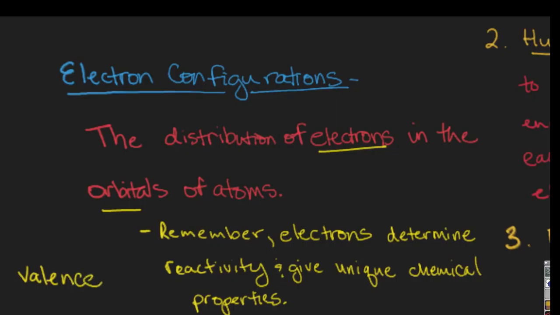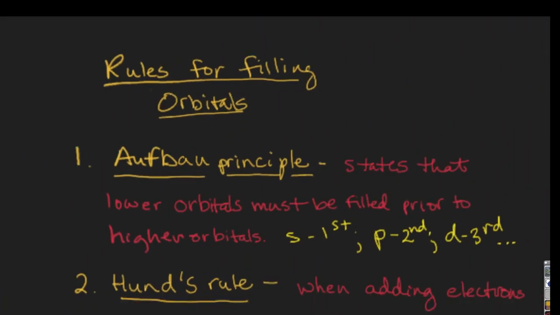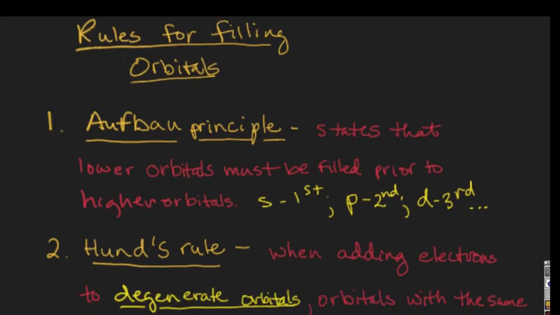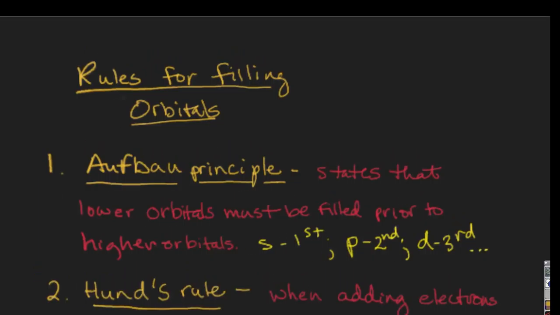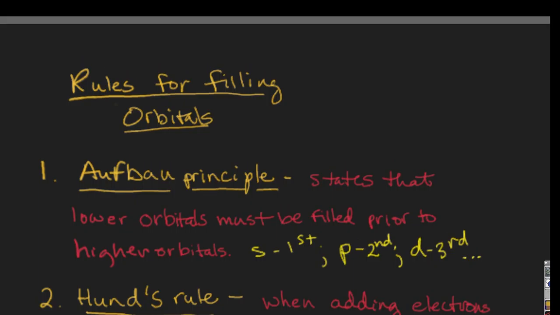So let's look at the rules for writing these electron configurations. The first principle or rule for drawing these configurations is Aufbau. Aufbau in German means to build up, and basically you're going to start with the lowest energy shell and then build your way up. So it goes S, P, D, and then so on, F. So before I can go to P, all of S must be completely full. Before I can go on to D, all of P must be completely full, so forth and so on.